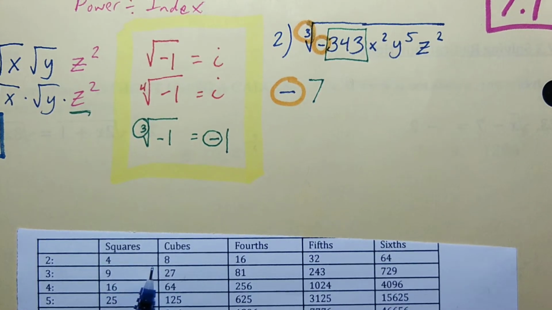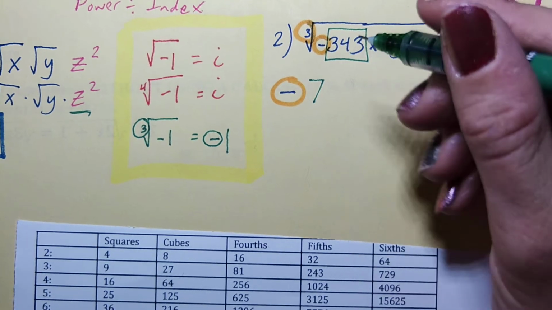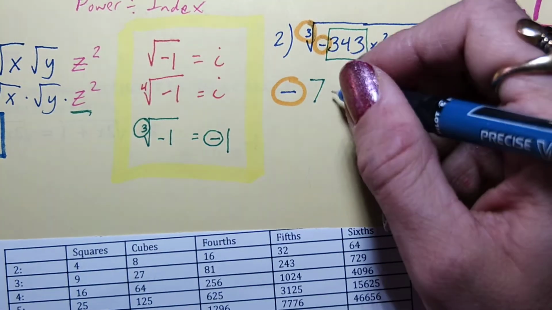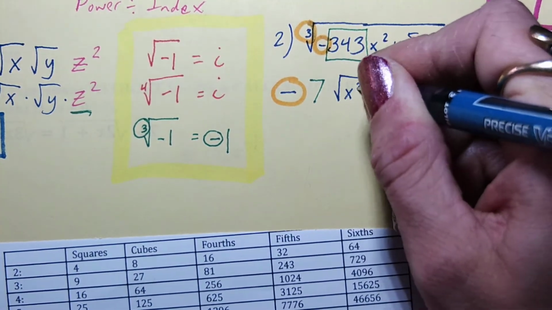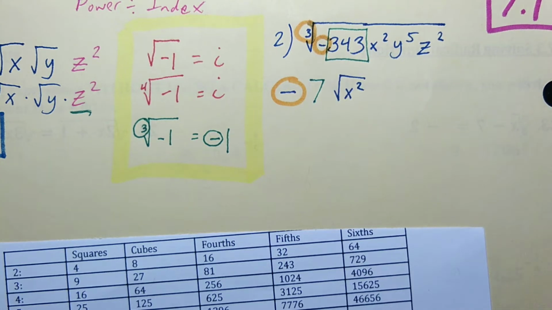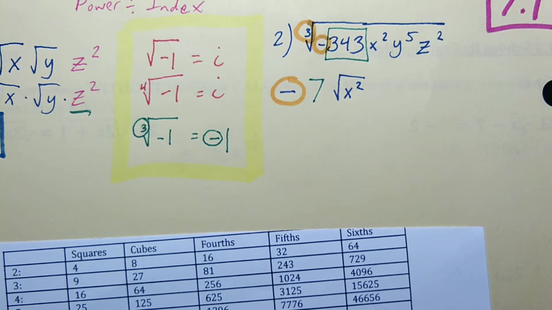Now, when I try to do power divided by index for the x, we get 2/3. Do I have enough x's to take the cube root? Nope. We would need at least x cubed to be able to take one x out. So I don't have enough x's. There's no point in trying to do power divided by index or breaking that power. That x squared is going to stay underneath the radical. And I have just made a critical mistake here. Does anybody see what it is?